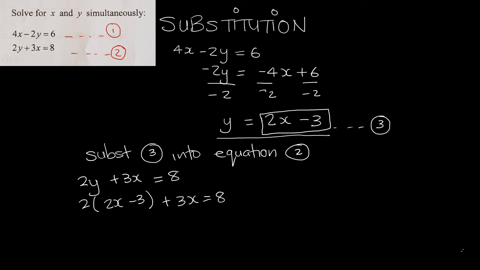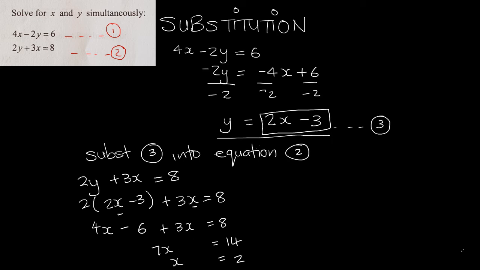Now I'll solve for x because there's only x's here. So this becomes 4x minus 6 plus 3x is equal to 8. Joining the x's together and keeping them on the left hand side, I'll have 7x is equal to, taking the minus 6 onto the other side, it becomes plus, so 14. So eventually x will become 2.